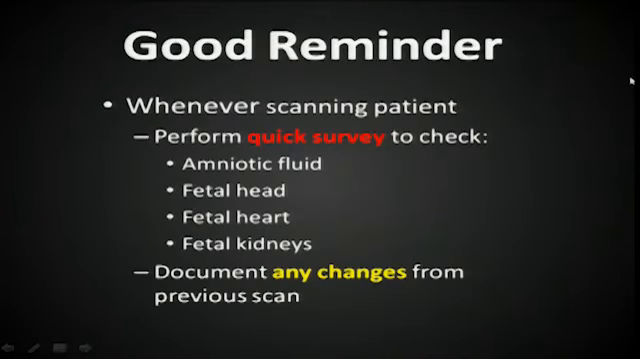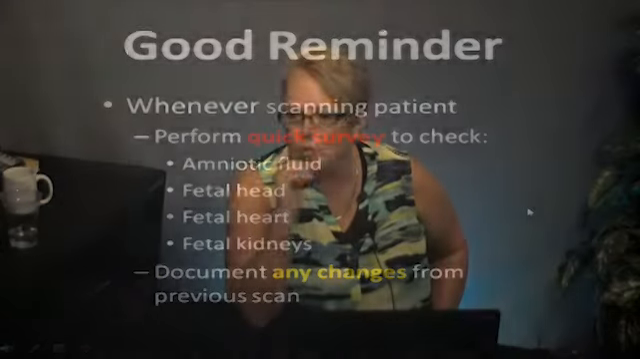So, good reminders: whenever scanning a patient, perform a quick survey. Check fluid, head, heart, kidneys, and document any changes from your previous scans. So that's an overview of the main abnormalities. There are multiple more, but this at least gives you the main ones. Any questions?